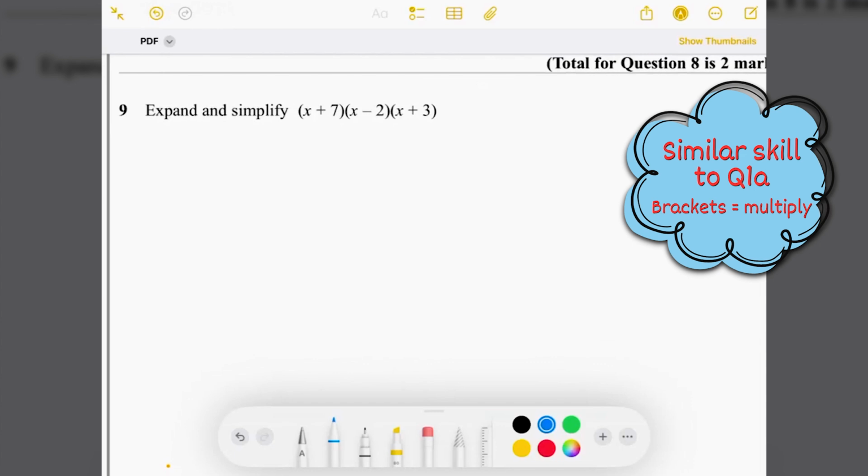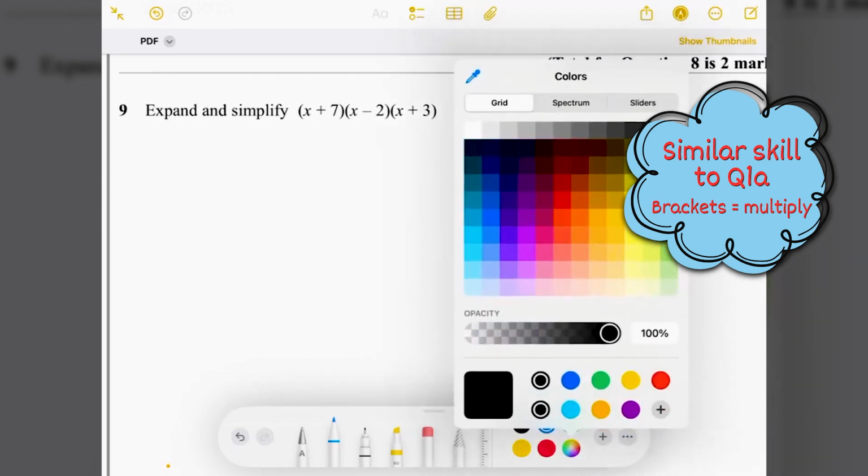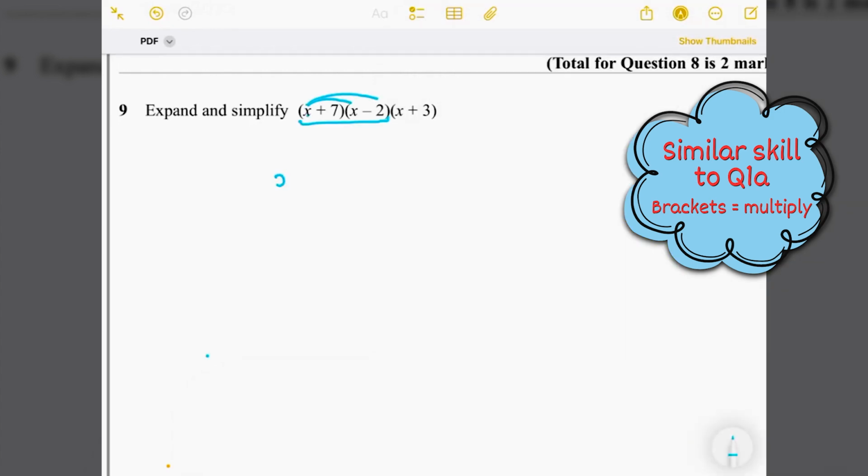Again, remember question 1 of this exam paper said expand and simplify. This one's also saying expand and simplify, except over here they're just brackets. And we said whenever we've got brackets, we multiply. So we're going to start off with the first 2 brackets, x times -2 is -2x. Now we're going to do the same: 7 times x is 7x, so it's positive 7x. 7 times -2 is -14. All of this is times x plus 3.